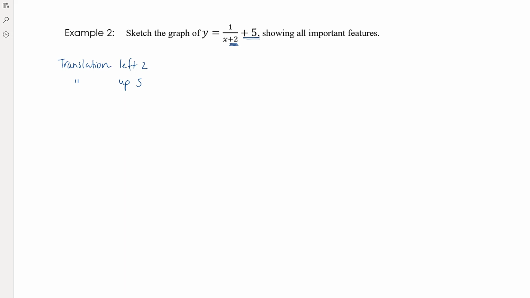Translating to the left by 2 is going to move the vertical asymptote. So the vertical asymptote will go from being at x equals 0 to x equals -2. And the translation up by 5 will move the horizontal asymptote, so it will go from being at y equals 0 to y equals 5. So these are my asymptotes. That's the most important place to start. You need to draw in the asymptotes first, so you've got structure within which to draw your graph. Let's just think about that. I'm going to draw myself some axes with those asymptotes.